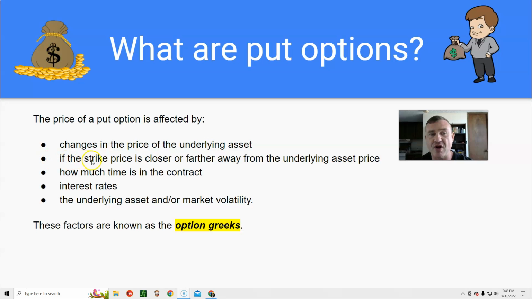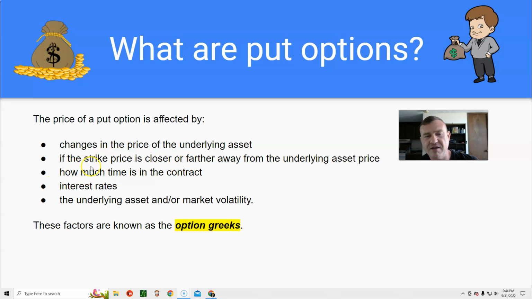Another thing, if the strike price is closer or further away from the underlying asset price. So for example, we're talking about ABC stock, it's trading at $10. If the put option strike price is at 8, it's going to be one price. If it's at 4, it's going to be another price. The further away from the asset's current trading price, the impact of that distance, getting further and further away from the current market price, will have a decreasing factor on the value of the put option.